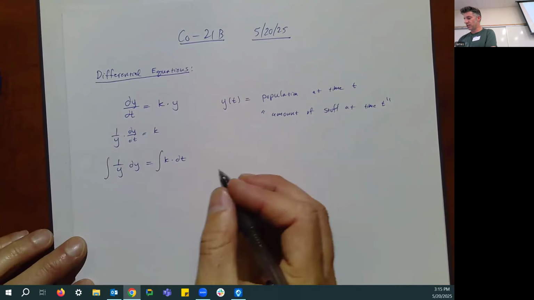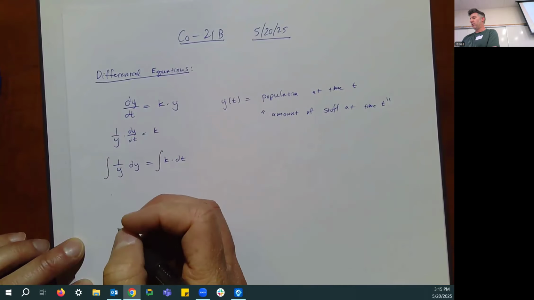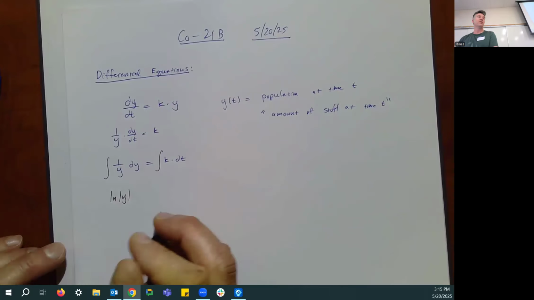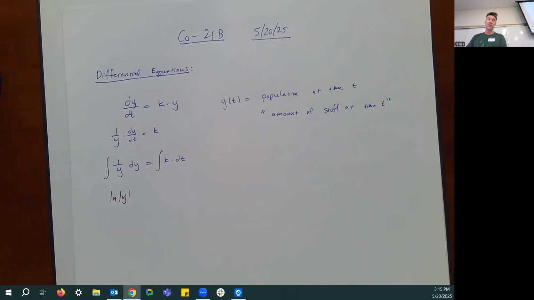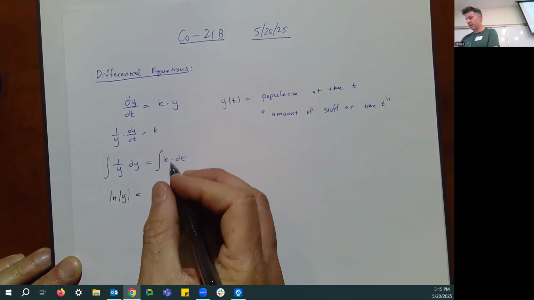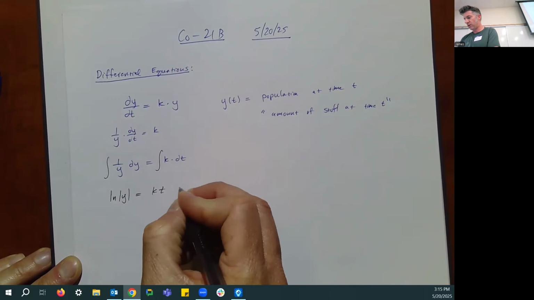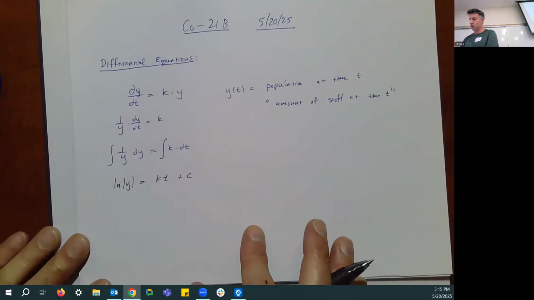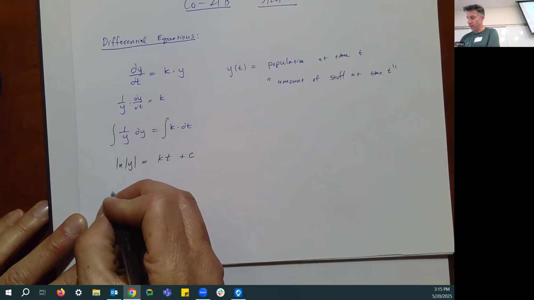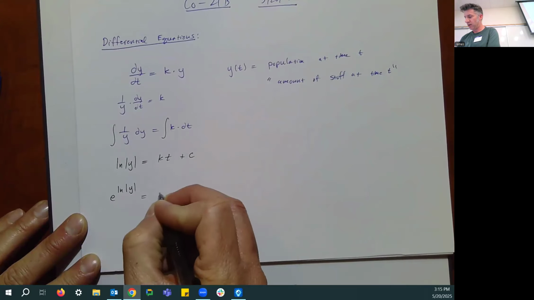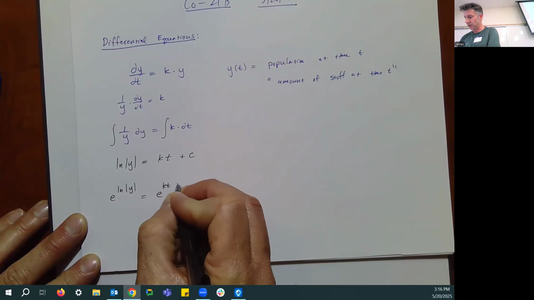So solving this, we get the natural log of the absolute value of y, although most of the time you can really just ignore that absolute value, and I'll talk about y in a second here, equals the antiderivative of a constant, which is that constant times your variable, plus another constant. So now we're going to solve for y. So I'm going to write both sides as e to the stuff, so e to the natural log of the absolute value of y equals e to the kt plus c.